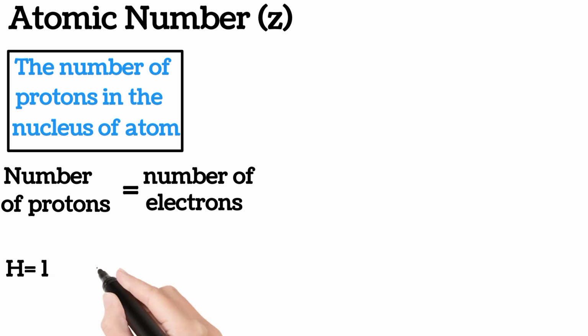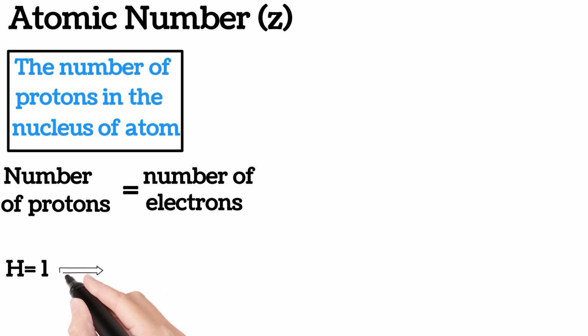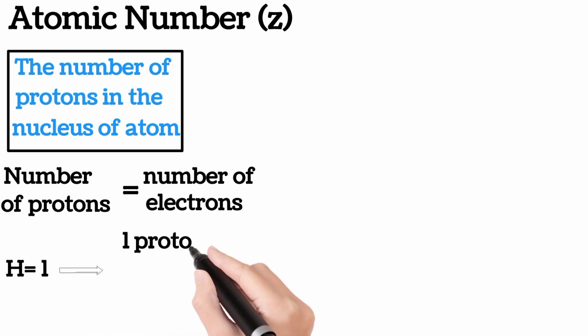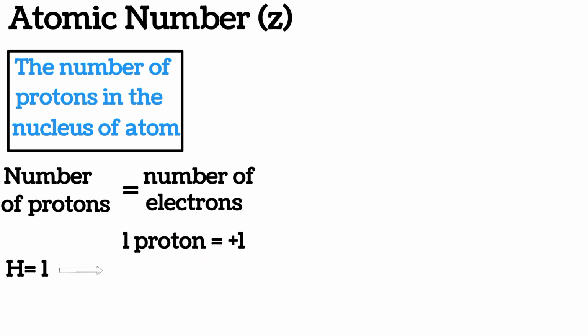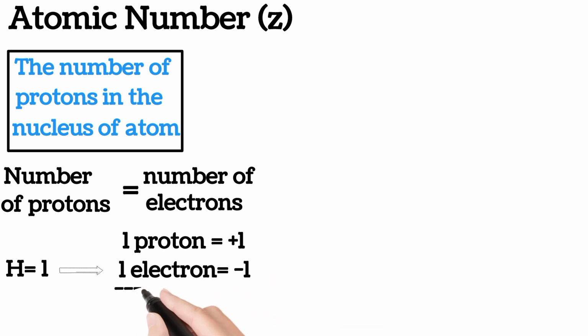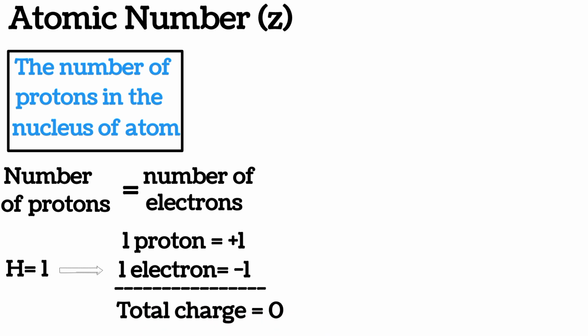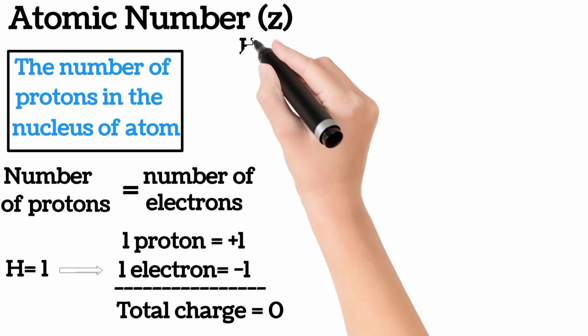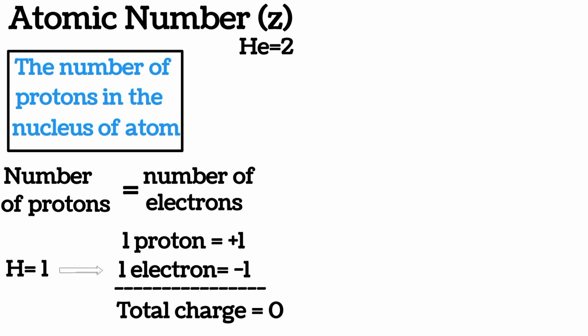So, if you have hydrogen with atomic number 1, what that implies is that hydrogen has 1 proton, which is +1 charge, and 1 electron, which is -1 charge. And if you sum this together, you see that the atom is electrically neutral because +1 - 1 will give you what? 0.